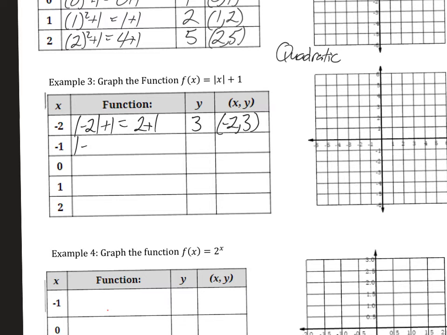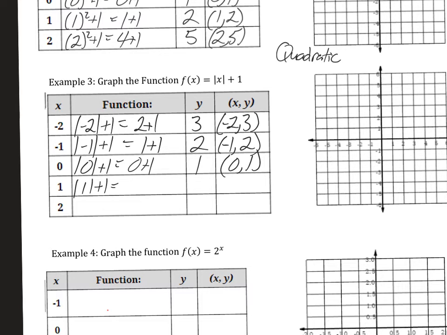The next one, absolute value of -1 plus 1, which is just 1 plus 1. 1 plus 1 is 2. So I have one at -1 comma 2. The next one, what is the absolute value of 0? It's just 0. So 0 plus 1. So that's 1. So I have a dot at 0 comma 1. Absolute value of 1 plus 1. That's 1 plus 1. So 2. So that is 1 comma 2. And absolute value of 2 plus 1 equals 2 plus 1. So that is 3. So I have a dot at 2 comma 3.